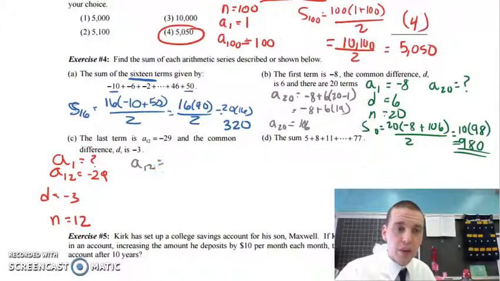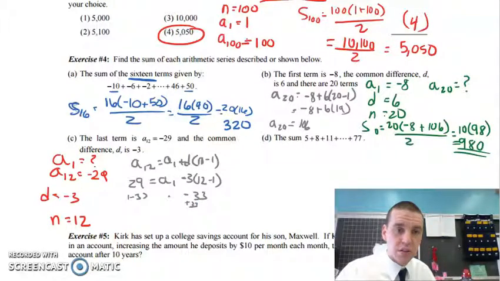We know that A12 equals A1 plus D times n minus 1. Well, we know what D is, negative 3. We know what n is, 12. We're trying to find A1, and we know what A12 is, negative 29. If you do that math out, we're going to get 11 times negative 3 is negative 33. Add it over to this side. We know that A1 equals that. And we're going to get negative 29 plus 33 to be 4. And so we know that A1 equals 4.